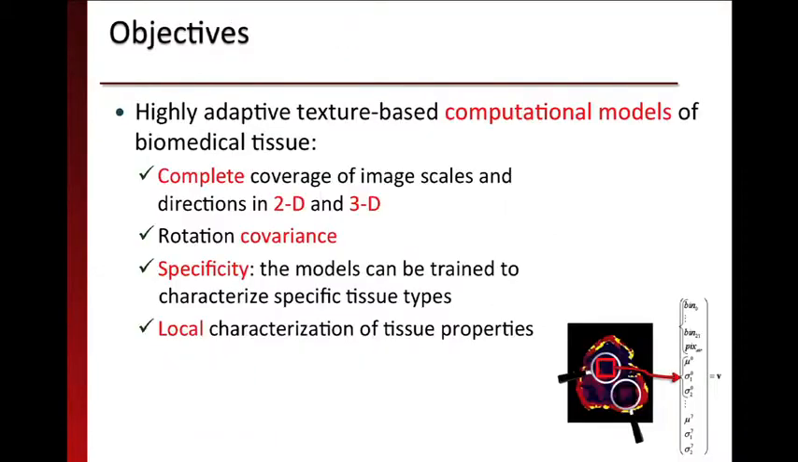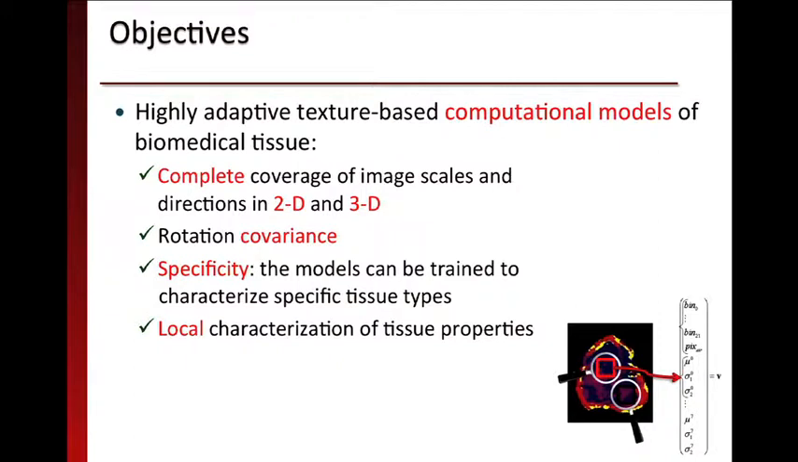So in this work, we would like to propose a novel, highly adaptive texture-based computational model of biomedical tissue that fulfills these properties here. We want operators that are able to perform a complete coverage of image scale and directions. We want operators that are rotation covariant, so that we can locally align on the structures. We also want operators that are specific, so that they can be trained to characterize a given tissue type. And finally, we also want to be able to characterize the local tissue properties and not average over whole lesions.